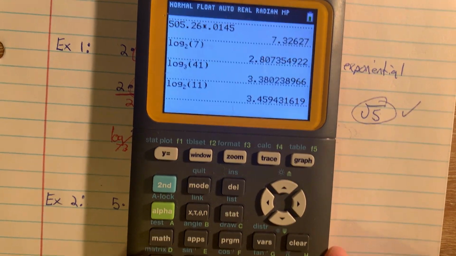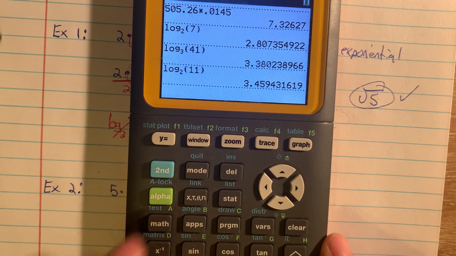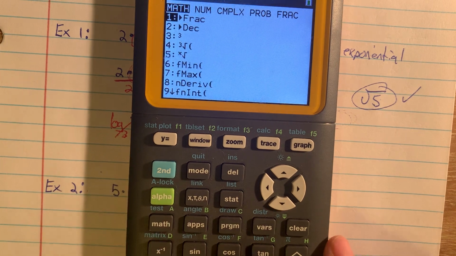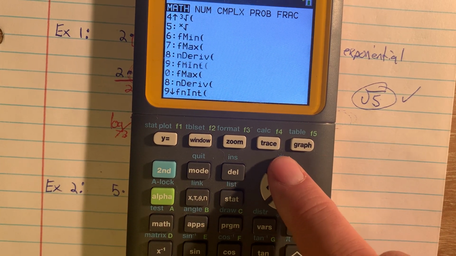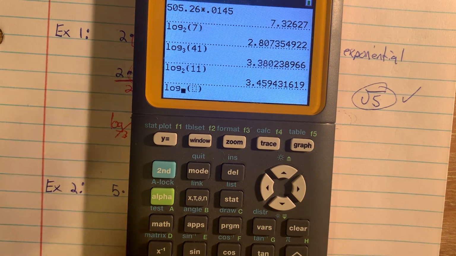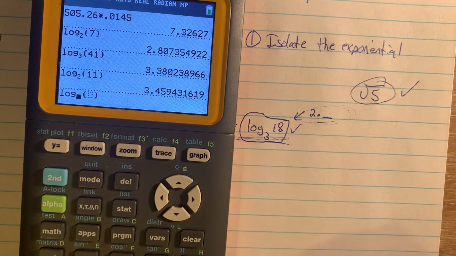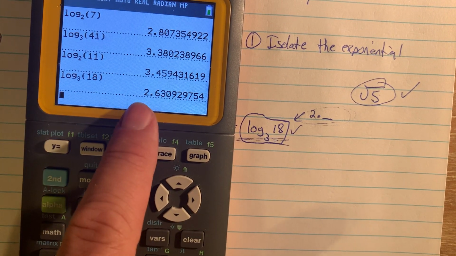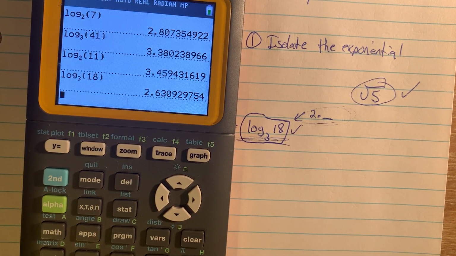So to get to log, you press the math button. That's 2 below the blue button. It says math. You press it, and you press up twice. Math, up, up. And it'll say log base. Great. Now you just put in the log. Log base 3 of 18. And the answer is 2.6309. And it keeps going.